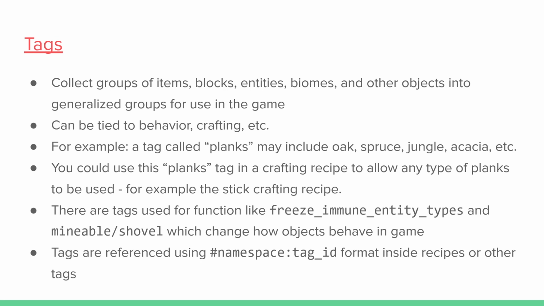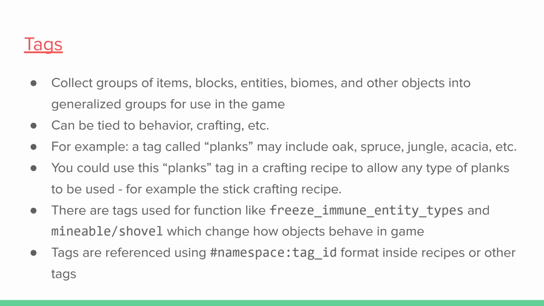For example, if you have a tag called planks, it could include oak planks, spruce planks, all the different types of wood planks. And then you could use this planks tag inside a crafting recipe, like Minecraft uses it for sticks, so that you can use any type of wood plank rather than having to make a separate recipe for each type. And then there's also ones that do things, so they change how the game behaves.